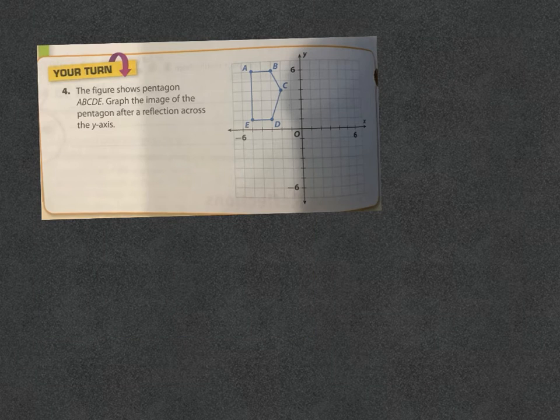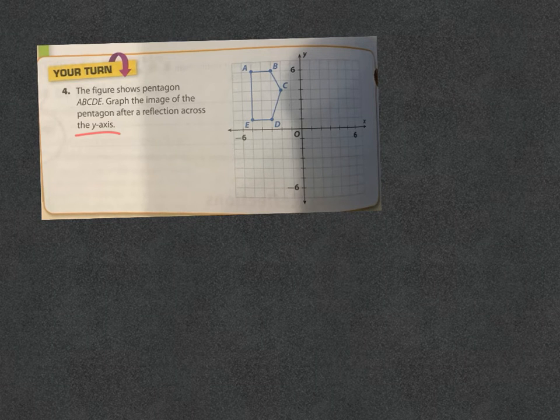Okay, we'll do one more example. Probably you're not really needing me to do this, but in case you would like to see it one more time, or you just like hearing my voice, here is one more example. This figure shows a pentagon, 5-sided figure, ABCDE, pentagon ABCDE. They want us to graph the image of the pentagon after a reflection across the y-axis. So when they say across the y-axis, they mean the y-axis is where our fold is going to be. So if that's where we're folding it, then our pre-image is going to end up over here, right?